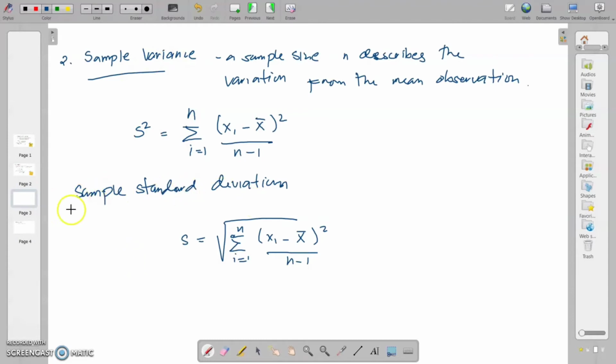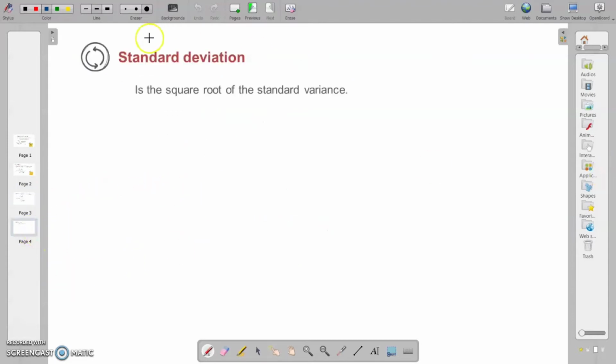Next is the standard deviation. The standard deviation is the square root of the variance. So SD equals the square root of the quantity x minus x bar, squared, over n minus 1. So that is the standard deviation.